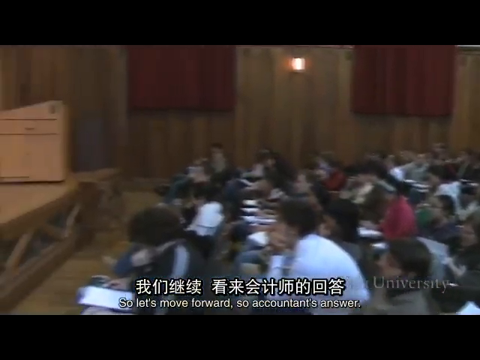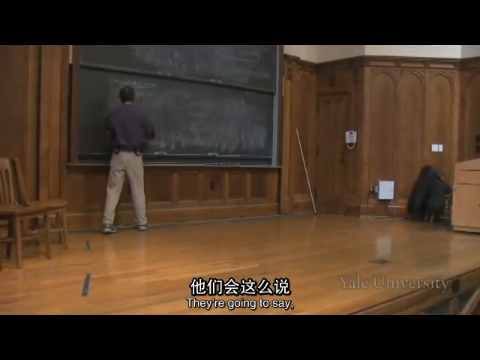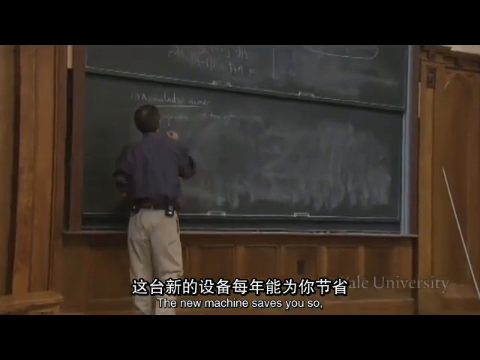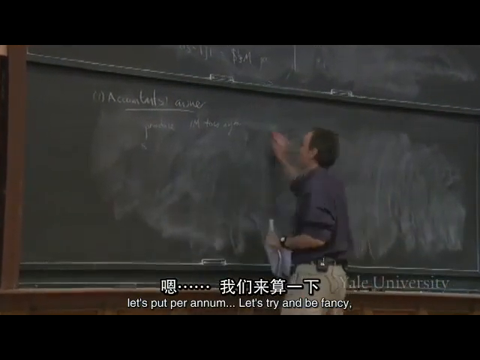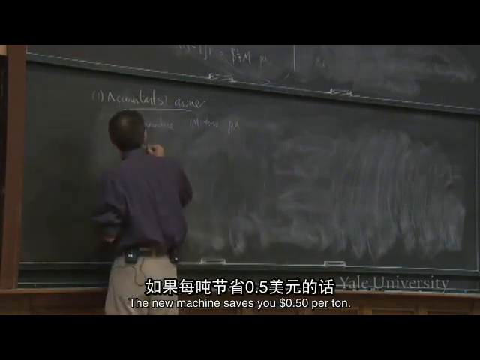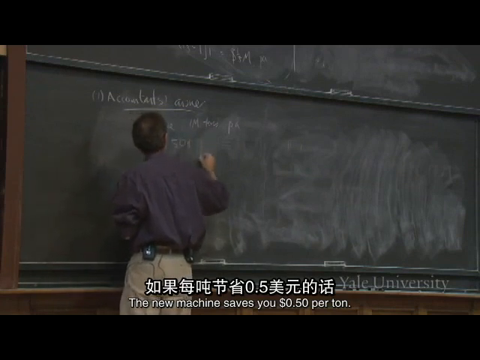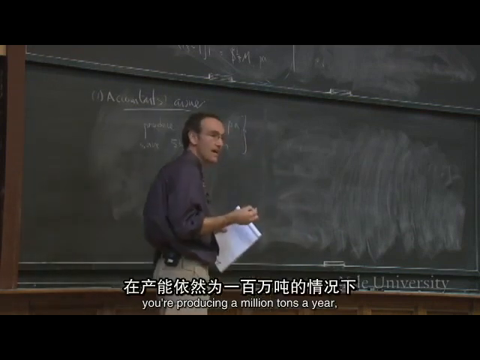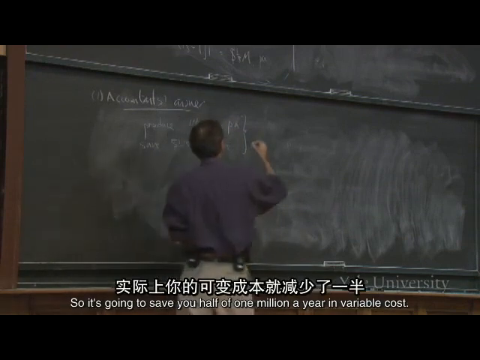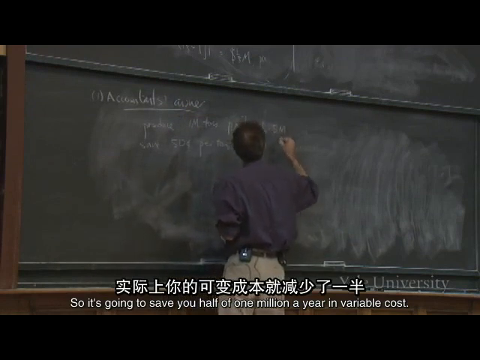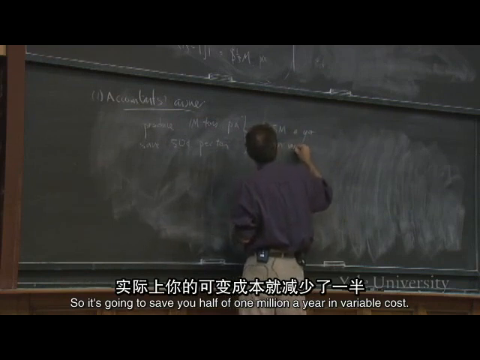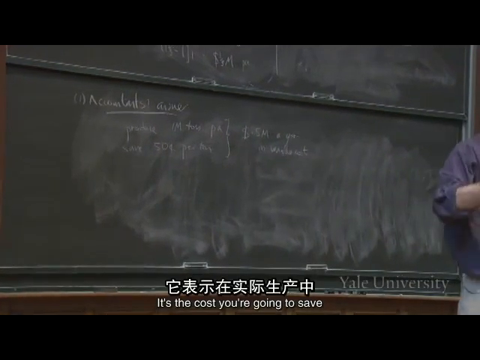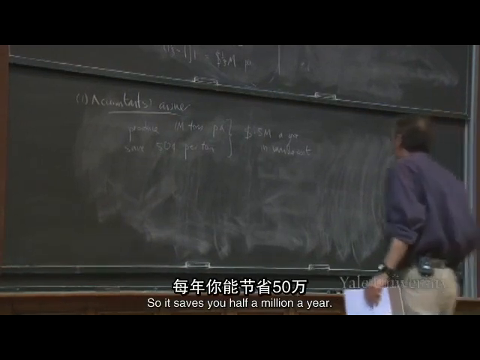All right, so the accountant's answer. I think what the accountant's going to say is this. Right now you're producing 1 million tons a year. The new machine saves you 50 cents per ton. So if you rent this new machine, you're producing 1 million tons per annum, and it's going to save you 50 cents a ton, so it's going to save you $0.5 million a year in variable cost. Those people who own 115 or 150 know what I mean by variable cost. It's the cost you're going to save in actual production of your fertilizer. So it saves you $500,000 a year.